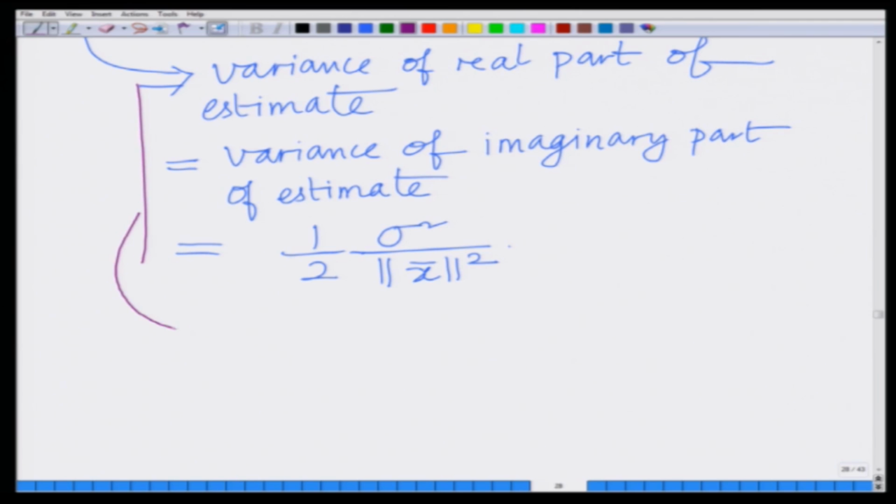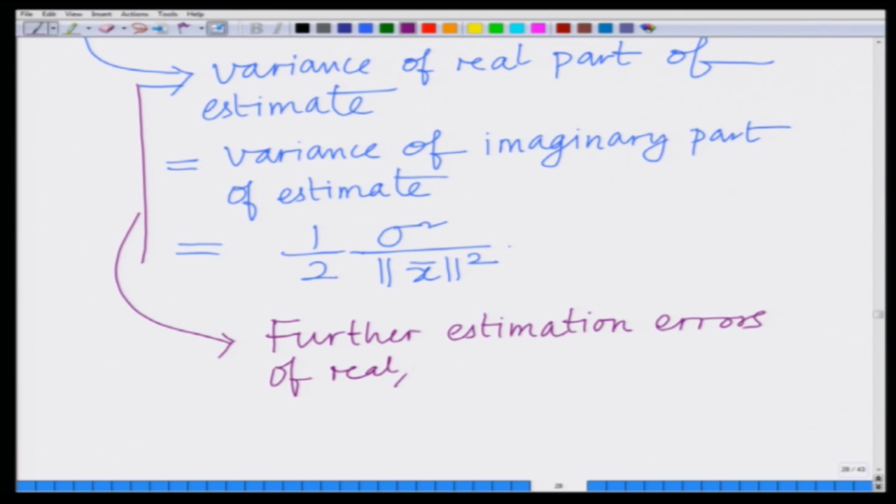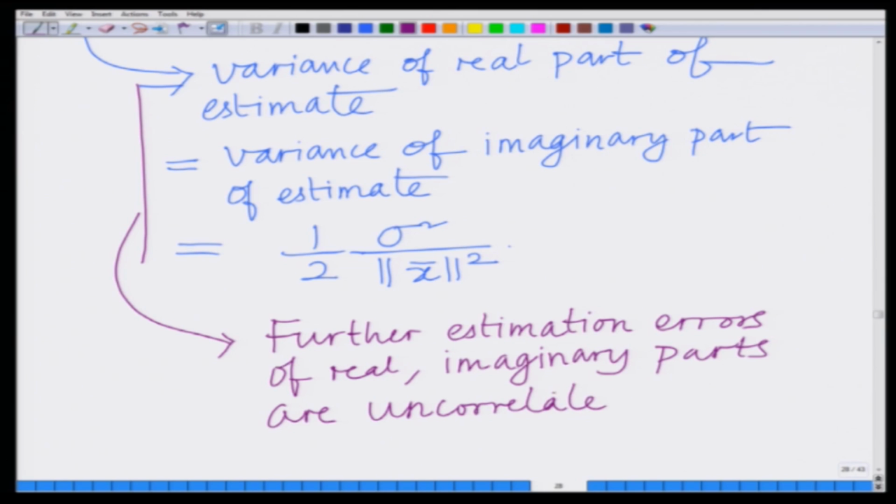Further, the estimation errors of the real and imaginary parts are uncorrelated. Okay, that is a brief note on the estimation of the complex baseband channel coefficient h.